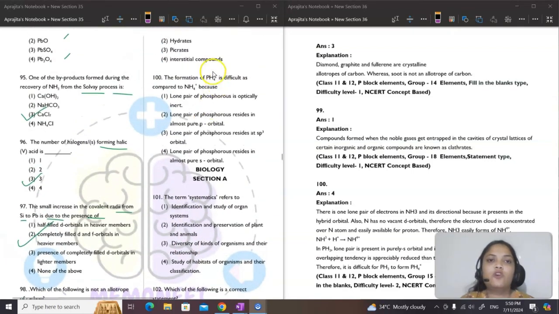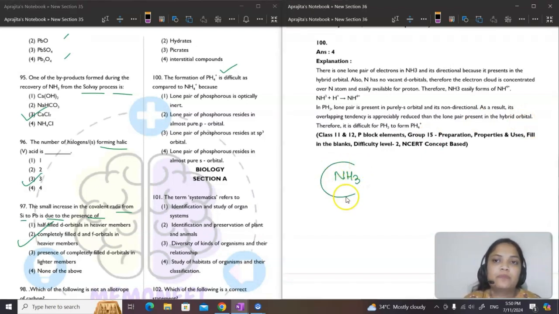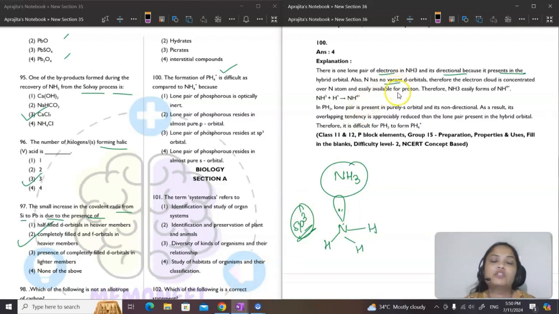One last question. Formation of PH4+ is difficult as compared to NH4+. Now you know, students, that in the case of ammonia, there is one lone pair, like this, and it is directional because it is present in the hybrid orbital. Sp3 hybridization is there in this case, and nitrogen is not having any vacant d orbital. So this electron cloud is concentrated over the nitrogen atom only. So this electron cloud is readily available for the proton. So a coordinate bond is formed and the ammonium ion is formed.